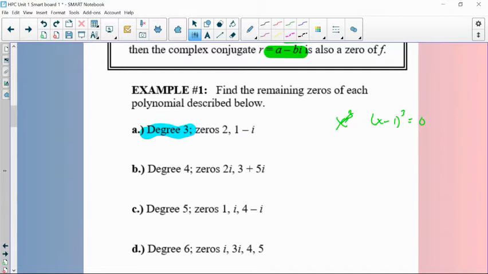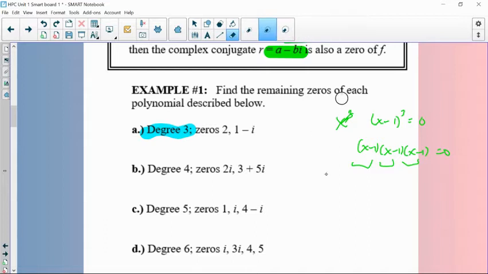So that would be a third degree polynomial because the highest exponent would be 3, and there's only one solution. It's 1. But its multiplicity is 3 because this is x minus 1 times x minus 1 times x minus 1. So each of these factors is giving you a solution of 1. So there's one unique solution. It happens 3 different times.